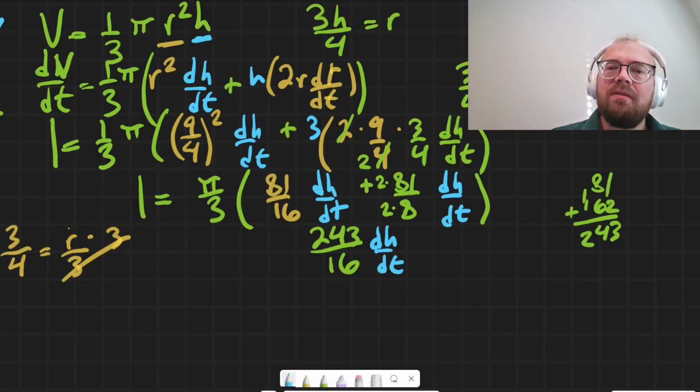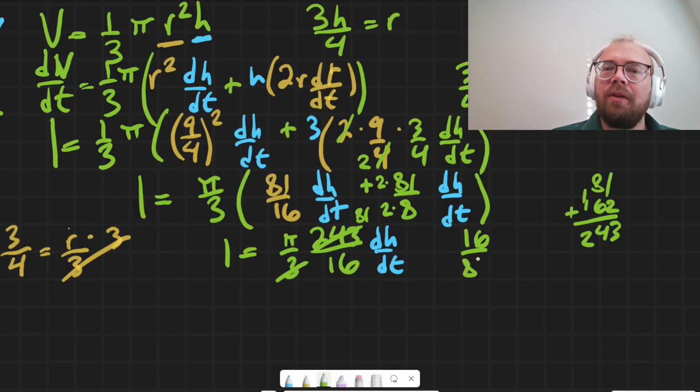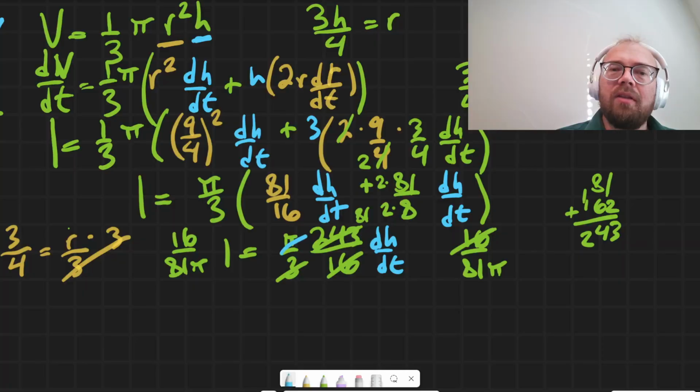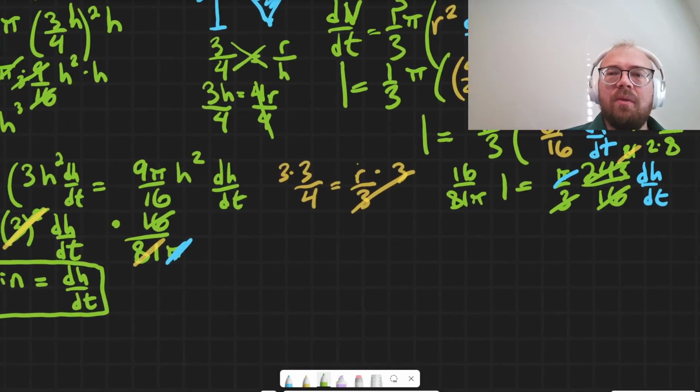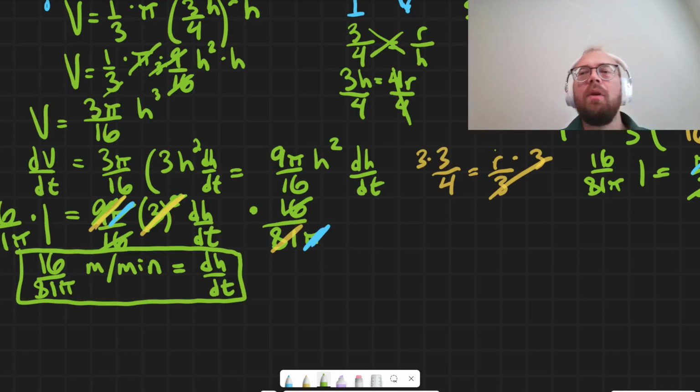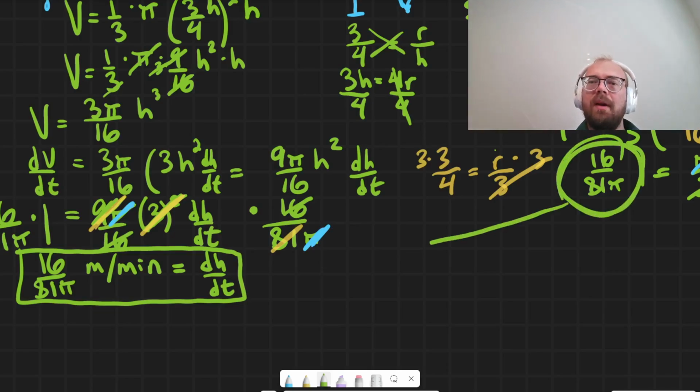dh dt. And then that's times by pi thirds. We can take it down a notch of powers of 3 and get that back to 81. That's still equal to 1. And then I would times both sides by 16 over 81 pi. And I believe that's what I did to get the answer earlier. So pi and pi cancels, 81 and 81 cancels. And the only thing I'm left with is dh dt, which, yeah, that's what we said it was. 16 over 81 pi.